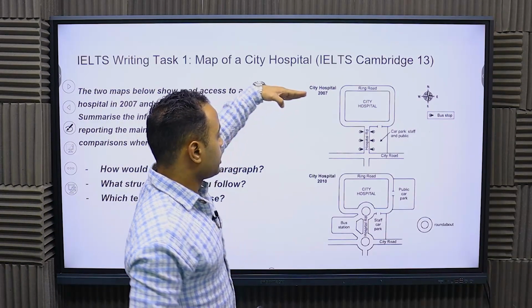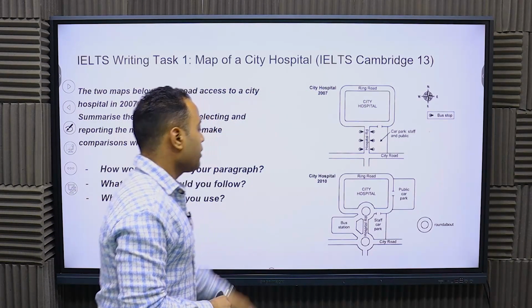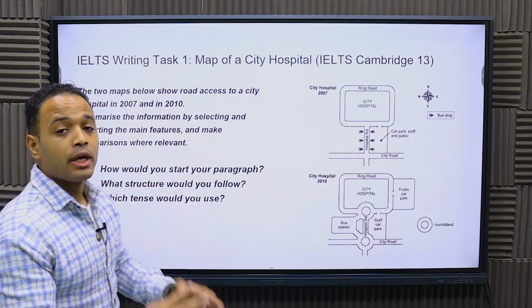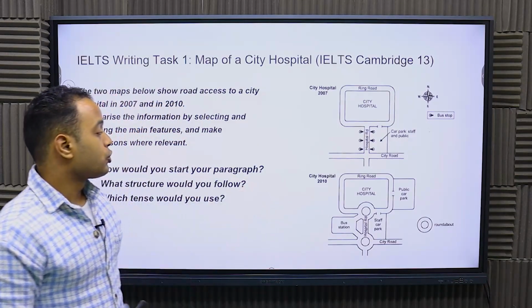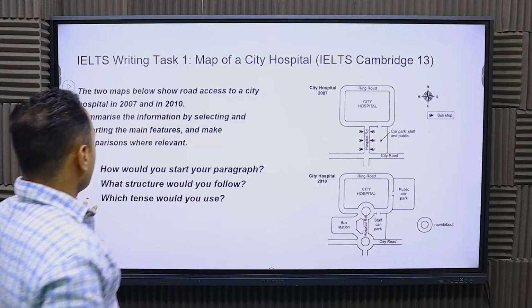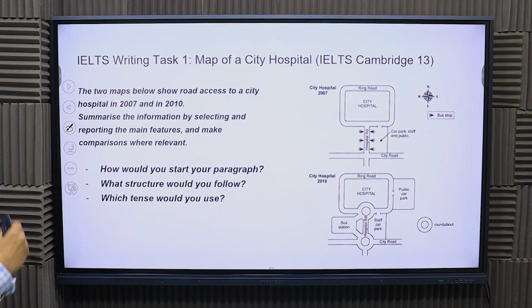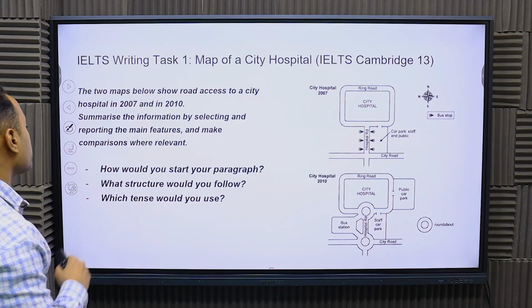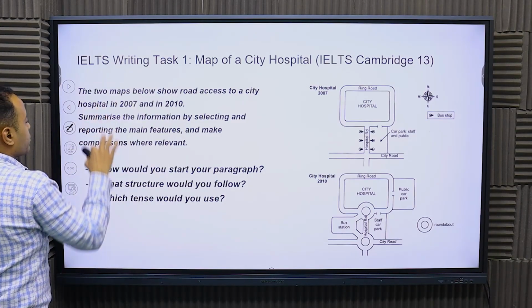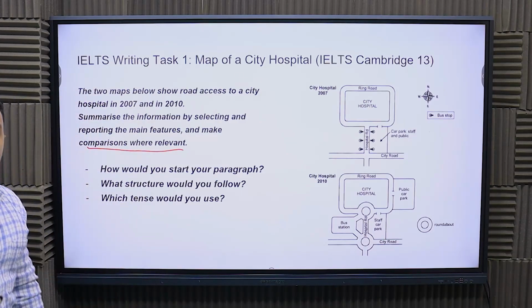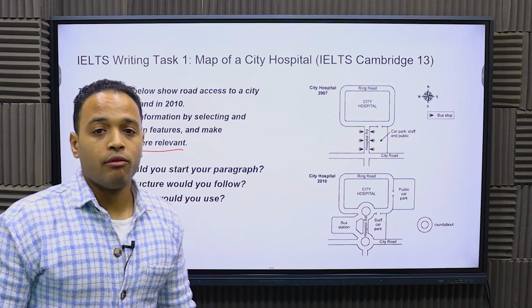Okay, so as you can see in this one, that's a map of a city hospital, and as you can see, it was like this in 2007, and then it has changed totally, or there has been a very big dramatic change regarding this city hospital in 2010. As you can see here, we can read it together. The two maps below show road access to a city hospital in 2007 and 2010. Summarize the information by selecting and reporting the main features, and make comparisons where relevant. And be really careful about this one. Make comparisons where relevant. So we'll need to make the comparison at the end of the paragraph.